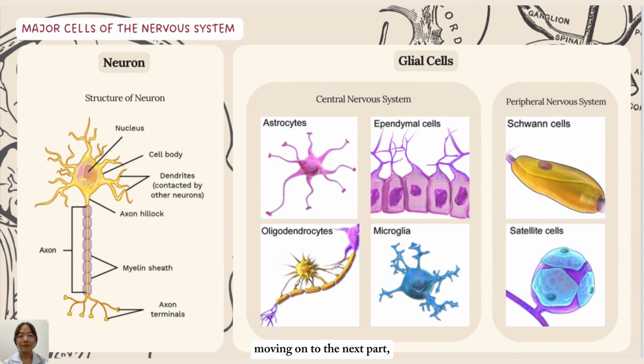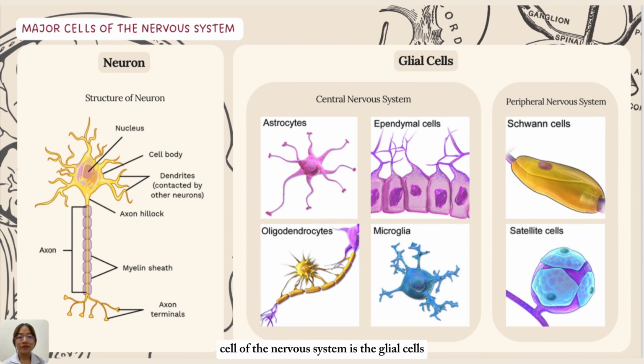Moving on to the next part, what are the major cells of the nervous system? One of the major cells of the nervous system is the neuron. Neurons are the building blocks of the nervous system. They receive and transmit signals to different parts of the body. This is carried out in both physical and electrical forms. Structure of the neuron includes dendrites, cell body, axon, myelin sheath, and the axon terminals.